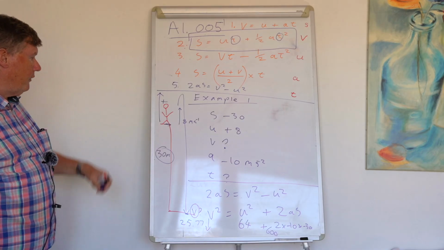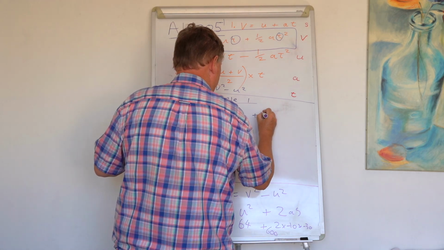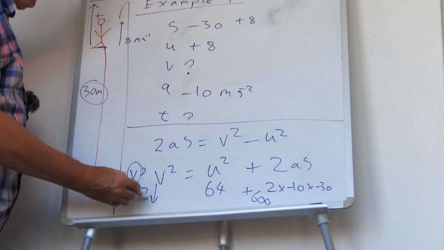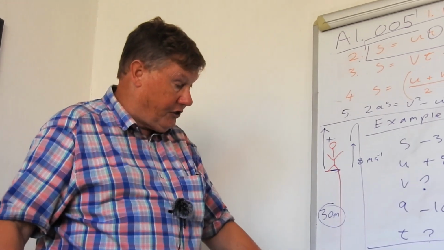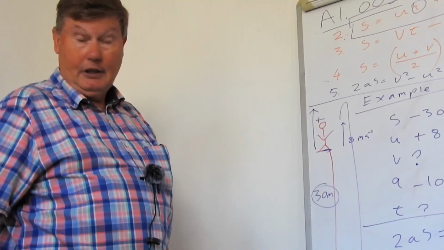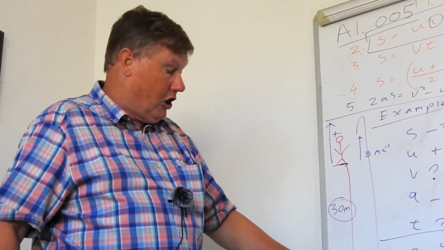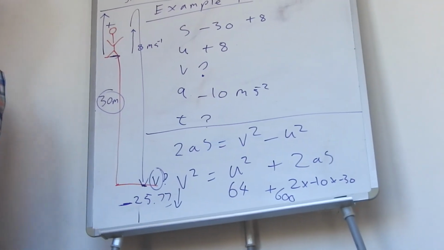So now let's look at what we've got here. We've got it starting at plus 8 and finishing. Now here's the interesting thing. I'm saying it's 25.77 down. Its actual speed is minus 25.77. Its actual velocity is minus 25.77 because it's moving down. All right, you don't know that because obviously the square root of 664 could be plus or minus 25.77. You know it's going down.